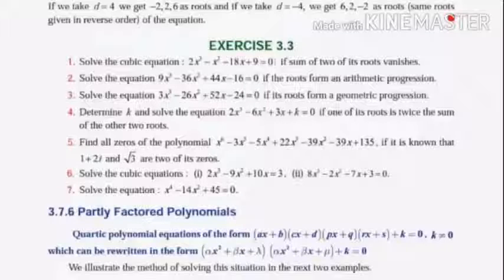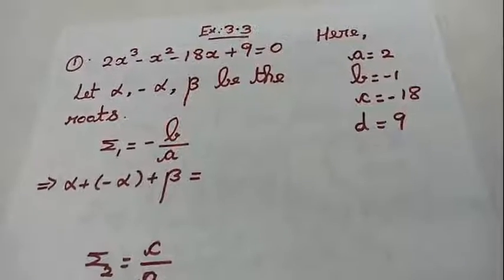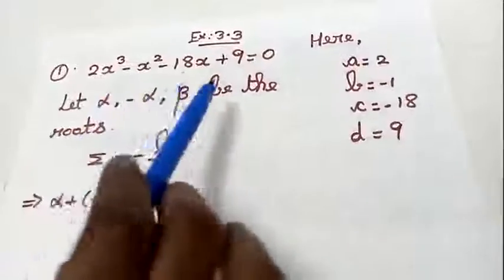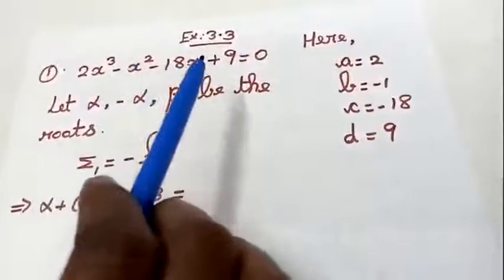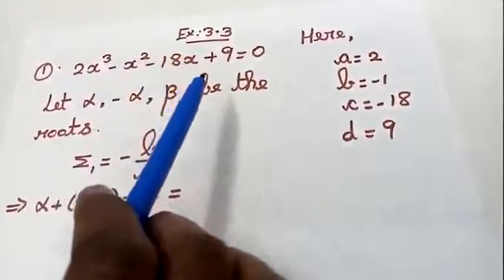Exercise 3.3, first sum. Solve the cubic equation 2x³ − x² − 18x + 9 = 0 if the sum of two of its roots vanishes. They have given you this question, and also the condition on the roots: the sum of two roots vanishes.